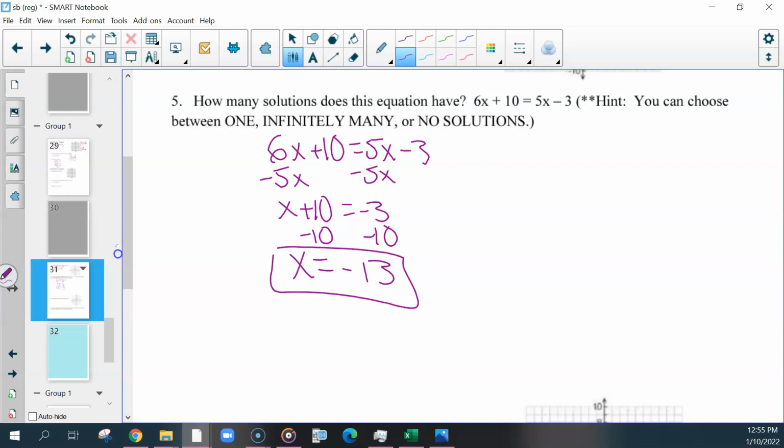Because we have x equals some number, that would be one solution. In this case, because it didn't actually ask what the solution is, it asked how many solutions there are. If you remembered your rules, here we don't have the same coefficient and constant, so they're not identical, so it couldn't be infinitely many. We don't have the same coefficient and then different constants, so it couldn't be no solution, which would just leave one.